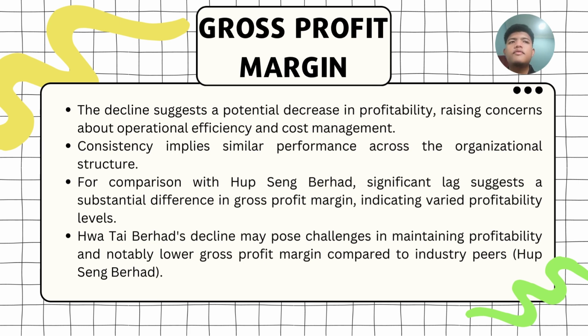Consistency implies similar performance across the organizational structure. For comparison with Hapseng Berhad, the significant lag suggests a substantial difference in gross profit margin, indicating varied profitability levels. Watai Berhad's declines may pose a challenge in maintaining profitability, and its gross profit margin is notably lower compared to industry peers.